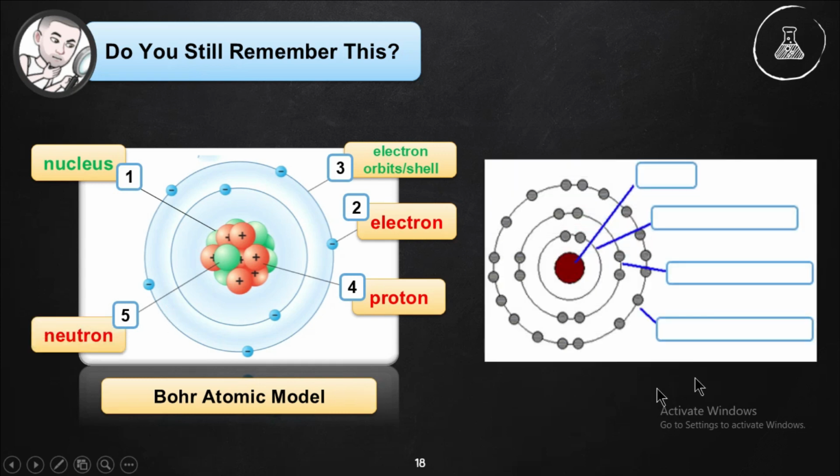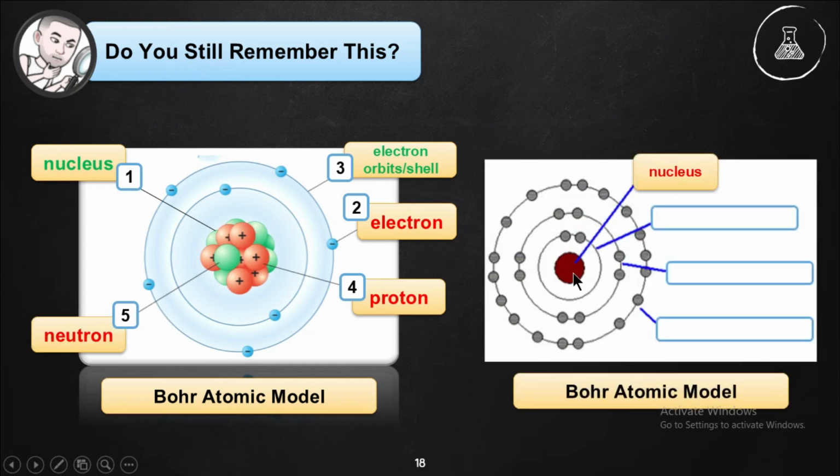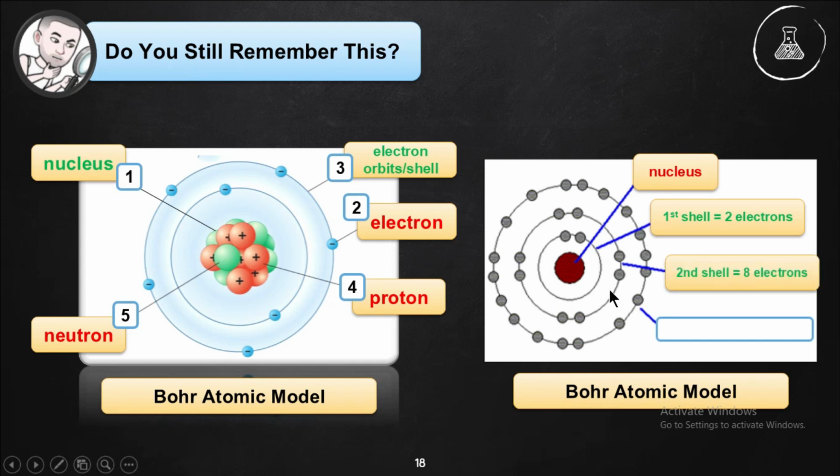And this one is another Bohr model. Ito nung nasa gitna, that is the nucleus. And then ito, first shell. And then this one, yung unang shell or orbit, it can only carry 2 electrons. Yung pangalawang orbit or shell, it can only carry 8 electrons. Yung pangatlo naman na shell, it can only carry 18 electrons.